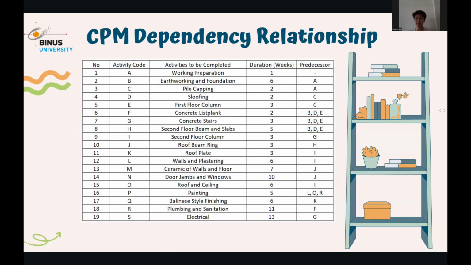So here we have the CPM dependency relationship. As we can see, the total duration from working preparation to the electrical works will take around 97 weeks, and there are 19 activities in total. But here, my friend will try to solve it optimally by using the critical path method so that we can find the critical tasks and the non-critical ones.